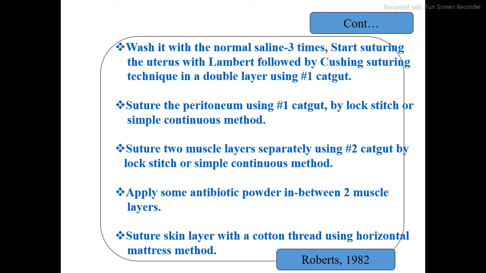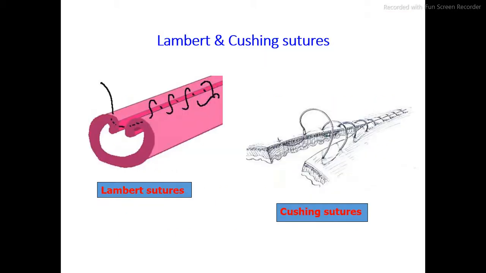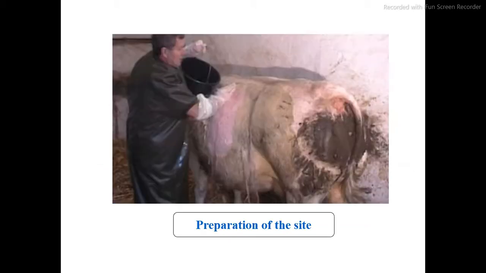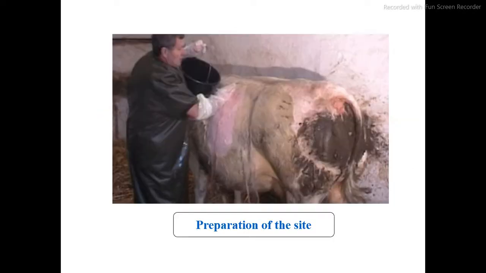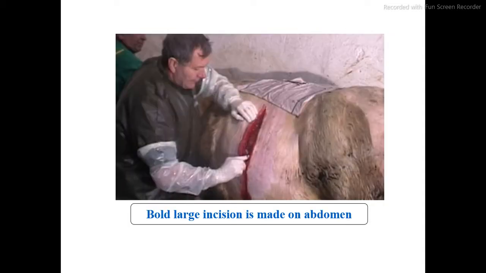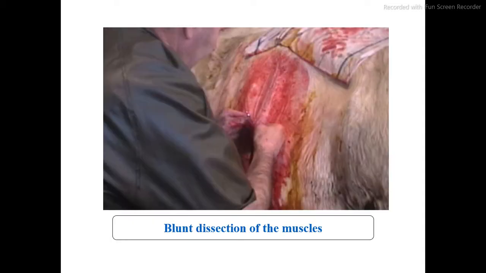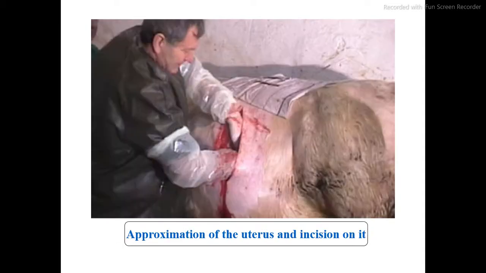Kent. Roberts, 1982. Lembert and Cushing sutures. Sutures. Lembert sutures. Cushing sutures. Preparation of the site. Surgical site. Bold large incision is made on abdomen. Blunt dissection of the muscles. Approximation of the uterus and incision on it.